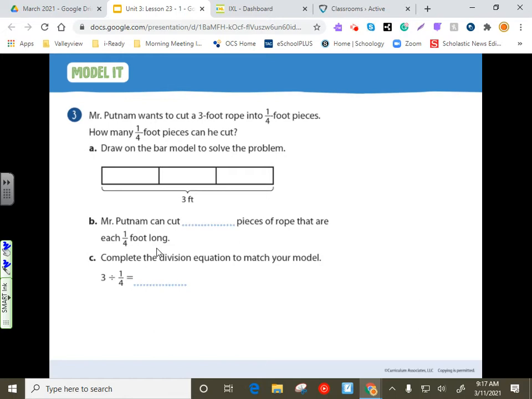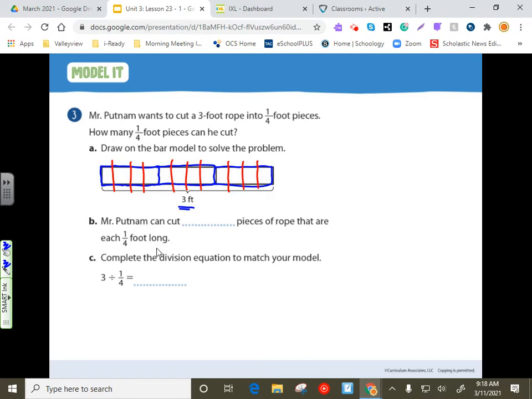Mr. Putnam wants to cut a 3-foot rope into 1/4 foot pieces. So he's got his 3 feet here, and what you'll notice is the 3 feet are divided up into 1 foot, 2 foot, and 3 foot. Now, that's not our answer. That's not how we want to do that. We want to take this whole 3 feet and split it up into 1/4 foot. So to do that, we need to split each foot up into quarters. So draw 3 lines on each one, and that creates 4 equal spots, just like that.